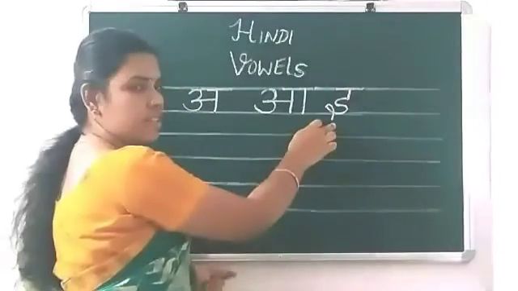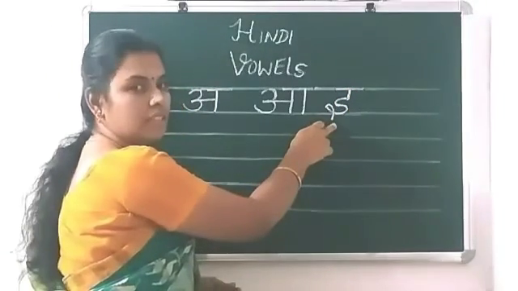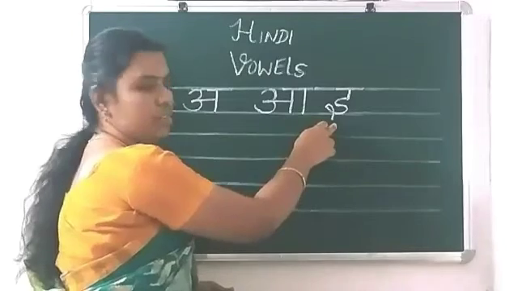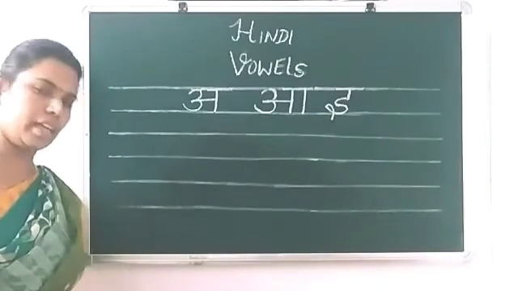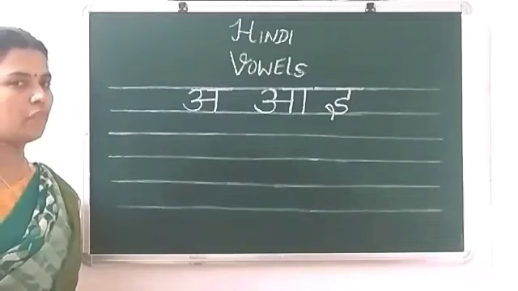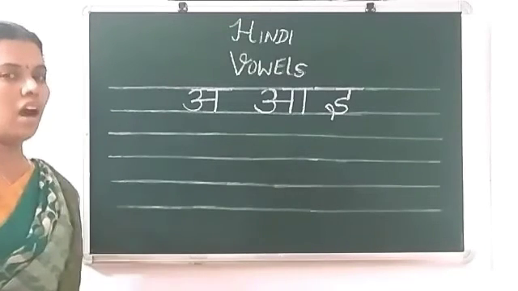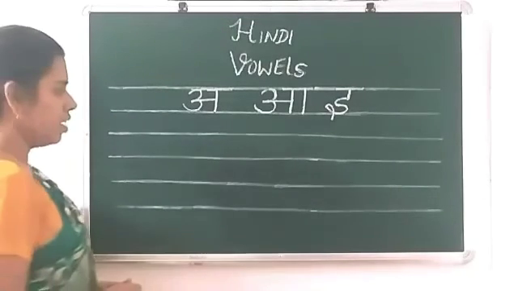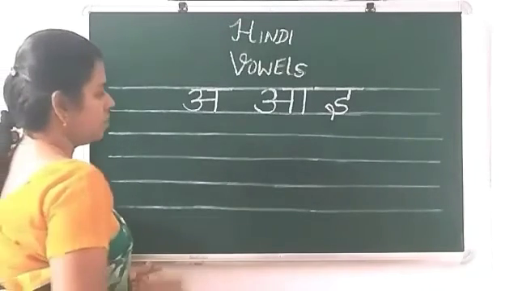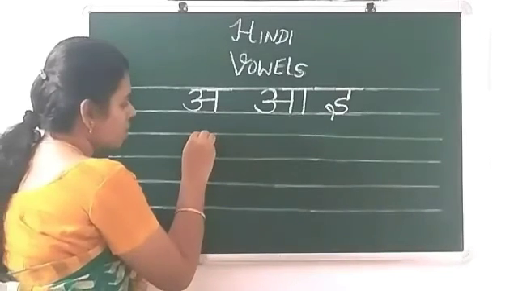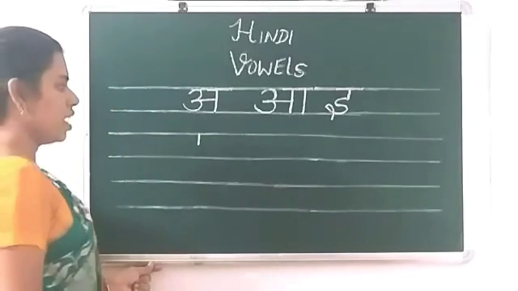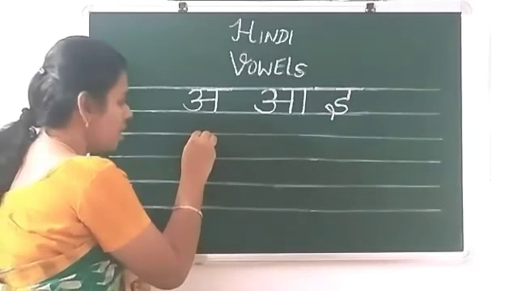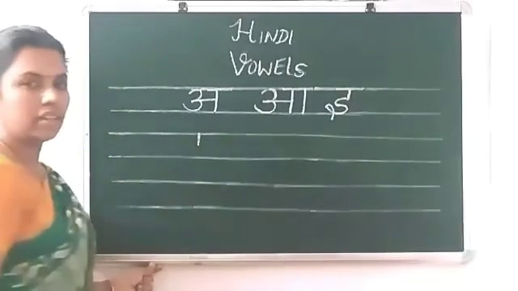What is this letter, children? E. Children, now we can see the fourth letter E. How do you write E? Children, first step, begin with a small standing line.